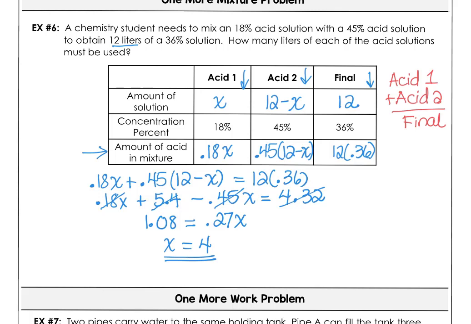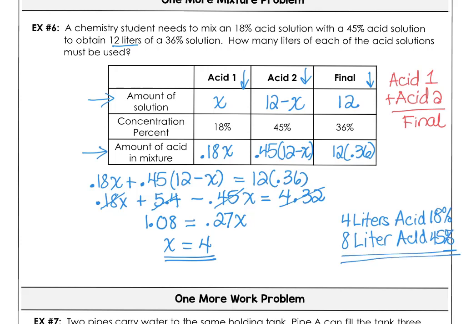So going back up here to row 1, we want 4 liters. We want to use the 4 liters for acid number 1, which is the 18%. And we want to use 12 minus 4. We want to use 8 liters of the acid that's 45%. And that will end up giving us 12 liters that's 36%.